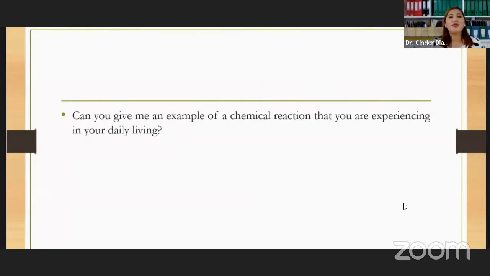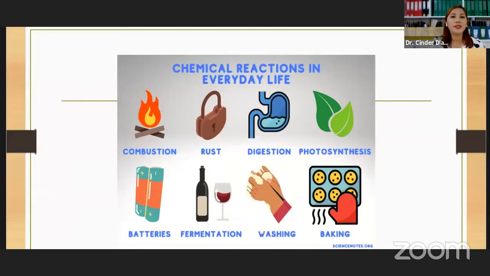Okay. Now, I'm sure most of you have different experiences in your daily life where chemical reactions take place. So what are those chemical reactions in everyday life that we are talking about? As you can see, you have combustion, rust, digestion, photosynthesis, and when we are going to use batteries, fermentation, and then washing our hands, and of course, when we are going to cook or bake something. So chemical reactions occur everywhere in the world around you, not just in a chemistry lab.